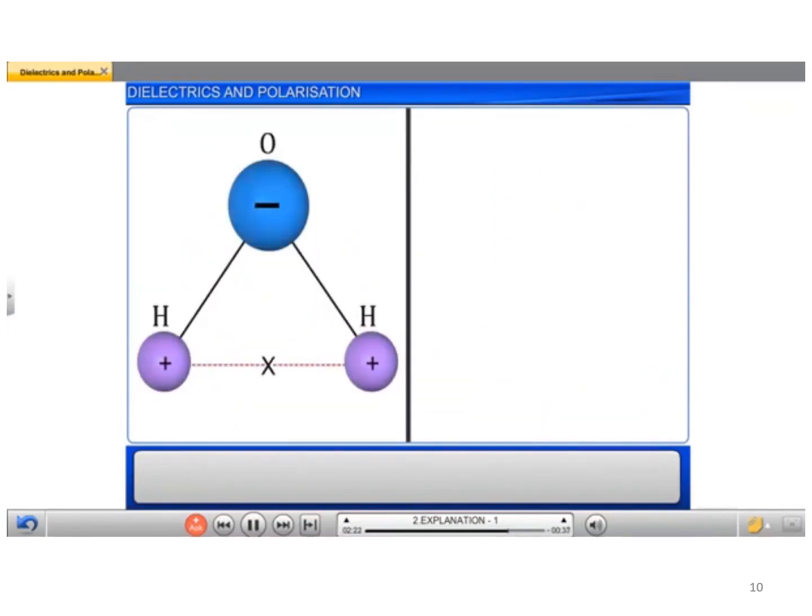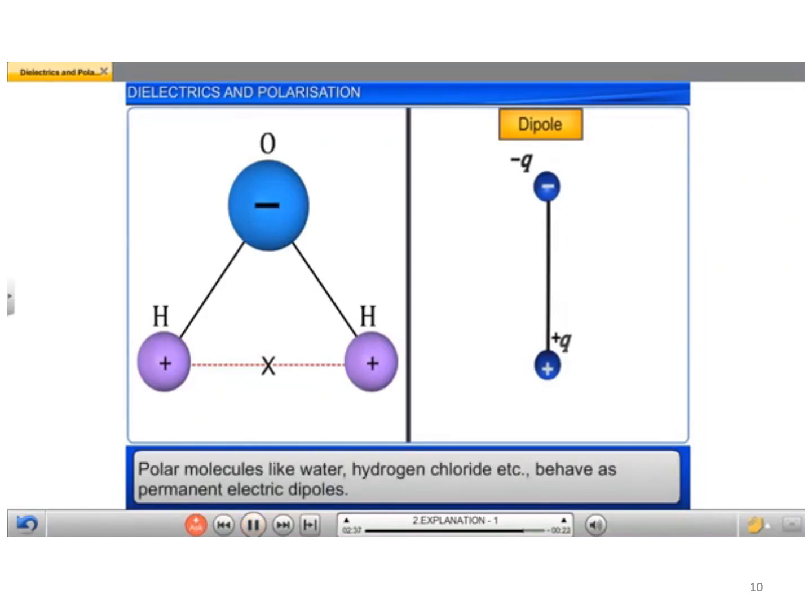These average positions of the positive and negative charges act as point charges, and hence the polar molecule behaves as a permanent electric dipole. As such, we can say that all polar molecules like water, hydrogen chloride, etc. behave as permanent electric dipoles. Therefore, even in the absence of an external electric field, such molecules possess a permanent electric dipole moment.